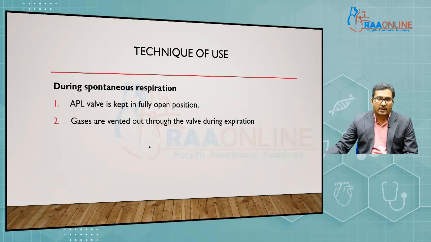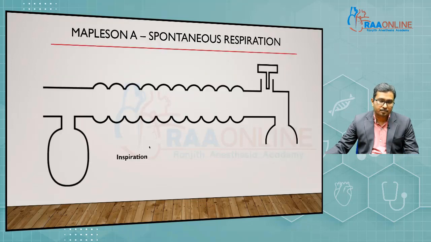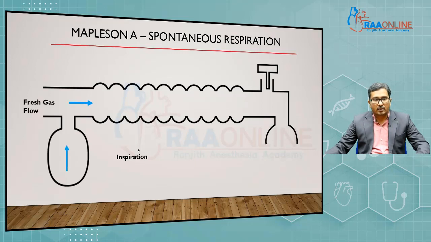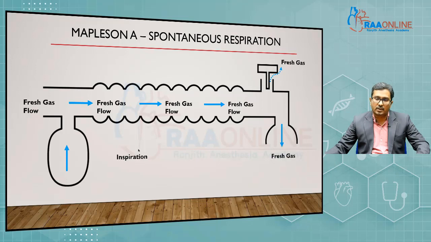So for spontaneous respiration, it is good, and the technique of use is to open the APL valve fully, and the gas is vented through the valve during expiration. You can see here the pictorial representation of the Mapleson A circuit, with the valve in an open position. So what happens during inspiration? There is continuous flow of fresh gas from the machine to the patient. During the first breath, there is no problem. Some amount of fresh gas is vented out, but at the same time the patient receives only fresh gas. So it is not a problem in the first breath.